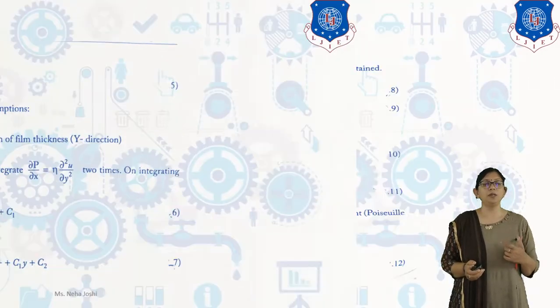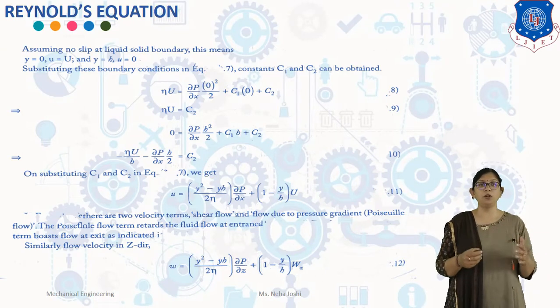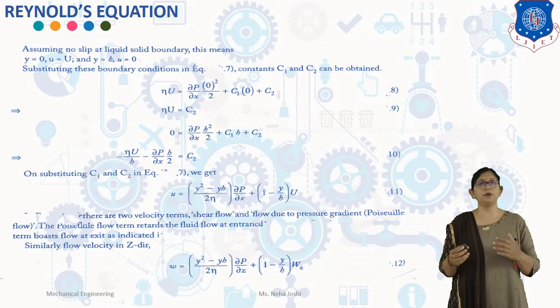Now, assuming no slip at the liquid solid boundary, this means at y is equal to 0, u is equal to capital U, and at y is equal to h, u is equal to 0. These are the boundary conditions. Substituting these boundary conditions in equation 7, we can get the constants C1 and C2.